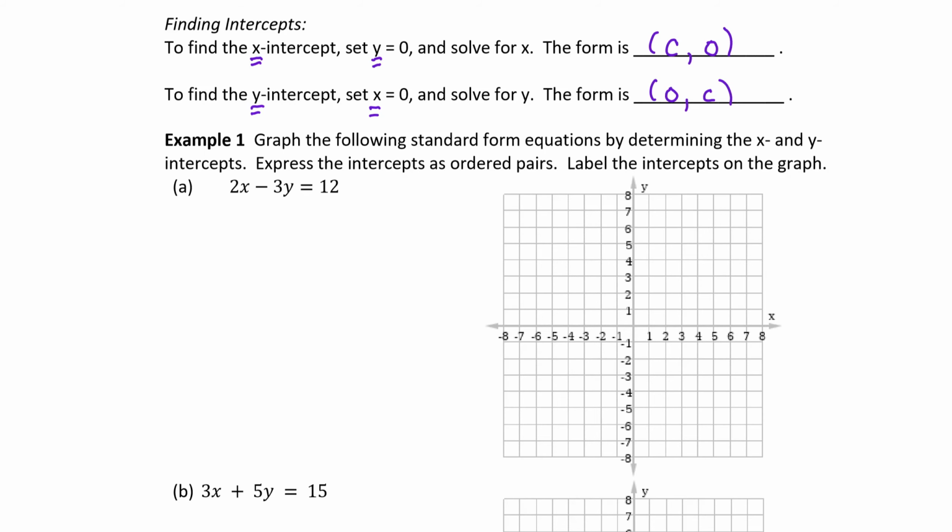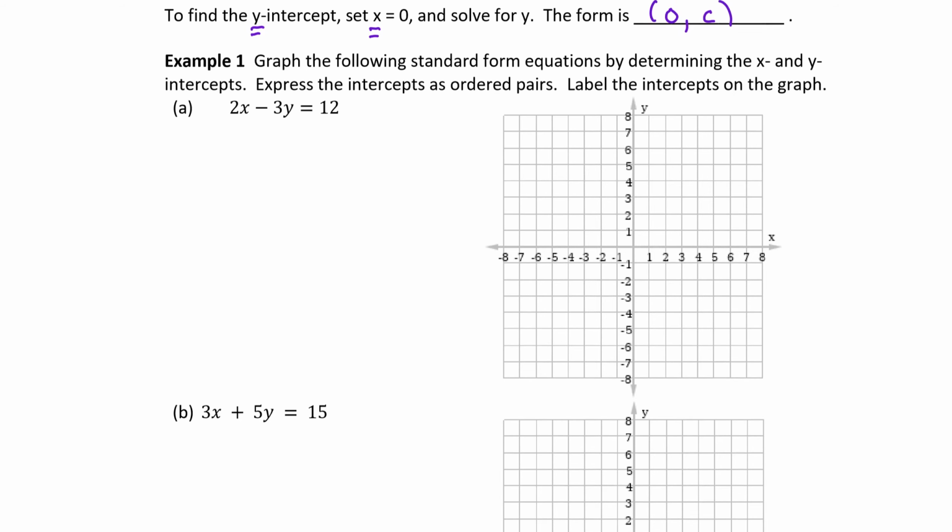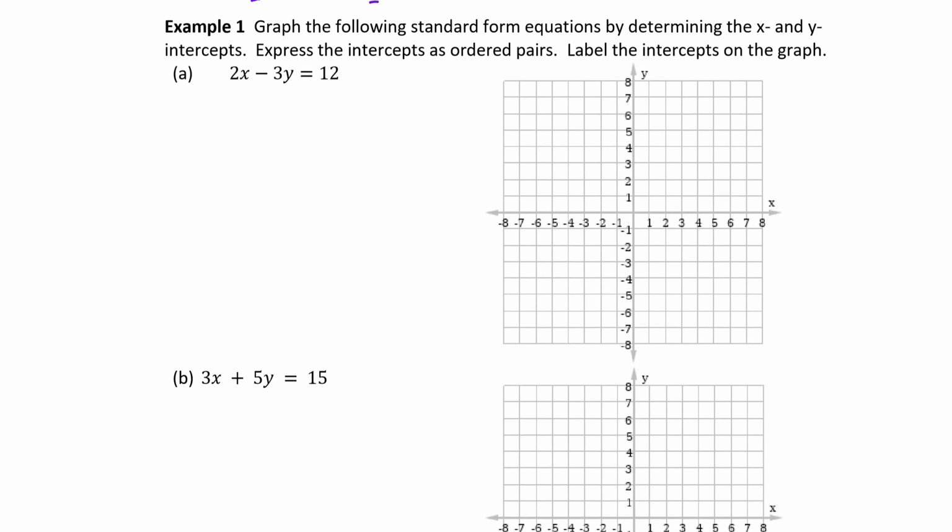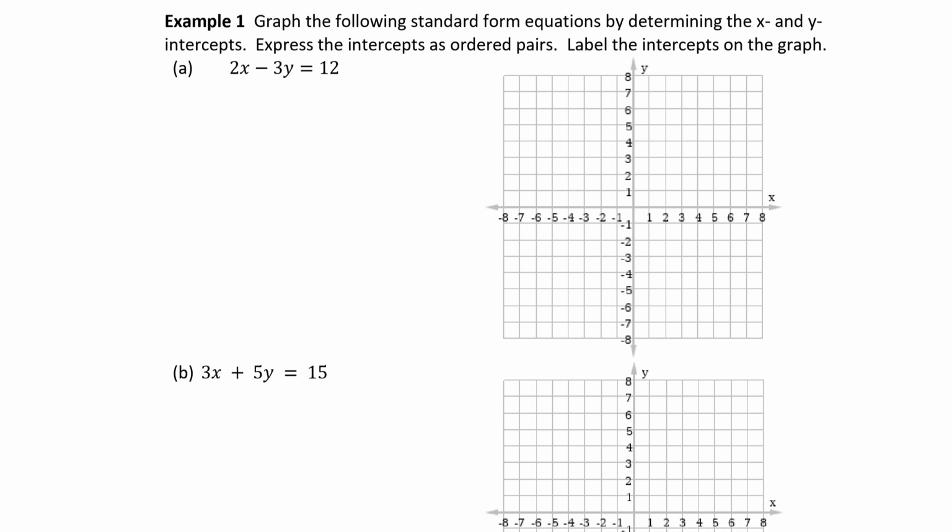Let's practice graphing a line in standard form using the x- and y-intercepts. Example 1. Graph the following standard form equations by determining the x- and y-intercepts. Express the intercepts as ordered pairs and label the intercepts on the graph. The equation we'll begin with is 2x - 3y = 12.